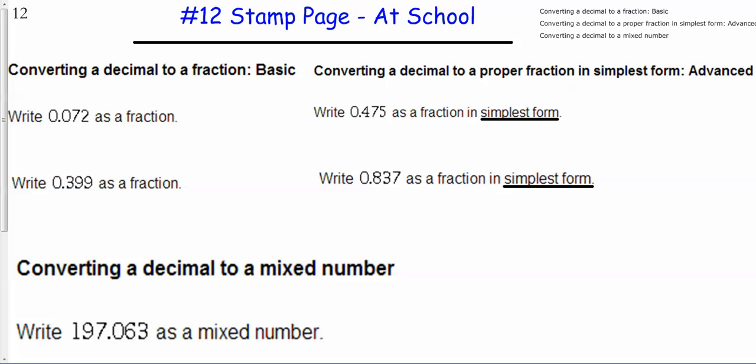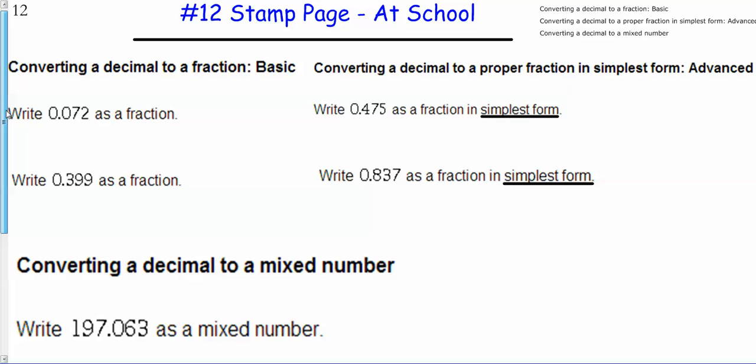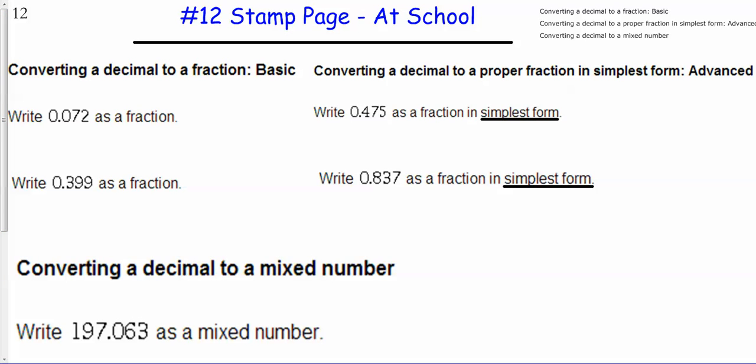Okay. So here is your stamp page for school tomorrow. We got 5 problems to do. And good luck and enjoy your evening.